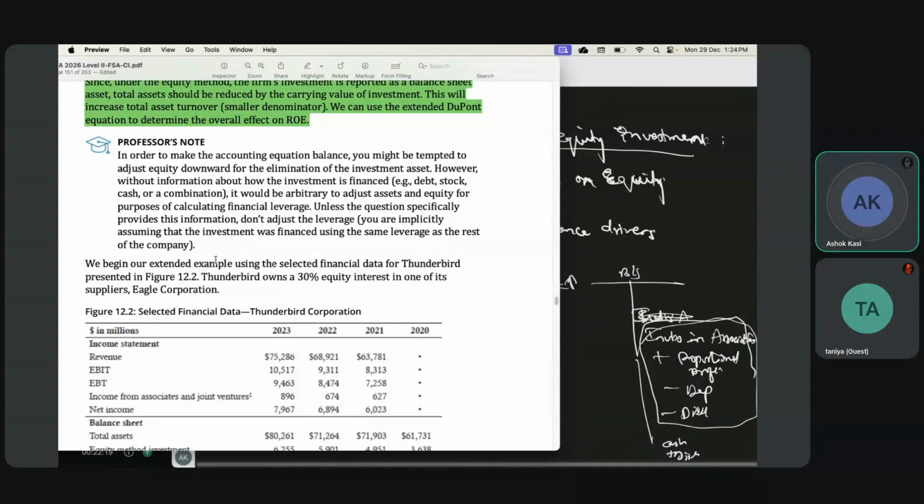You are implicitly assuming that the investment was financed using the same leverage as the rest of the company. So these are all further nuances. We need to have these details also, whether it was financed through debt, stock, or cash, because when we were doing the sum, we assumed that it was all financed by cash. That's why, remember, we reduce cash and then increase the investments in associates.